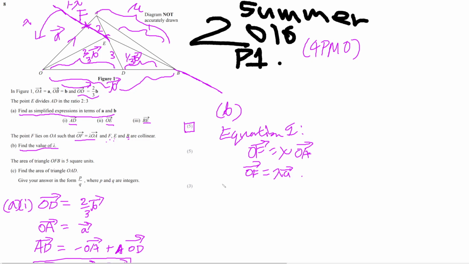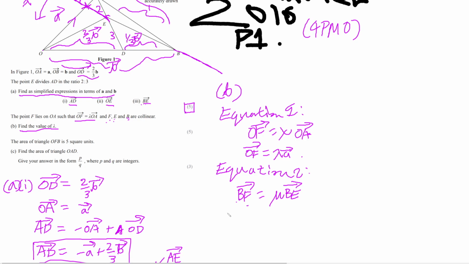Now we want to make a second equation that is based off the fact that FB is an extension of EB. So BF, for instance, I'm going to use the direction B to F because it's the same direction as B to E along that line EB. BF is mu BE. And you might be asking, how does this actually help us? Well, it helps us because we can convert this information, as I said earlier, to information about OF.